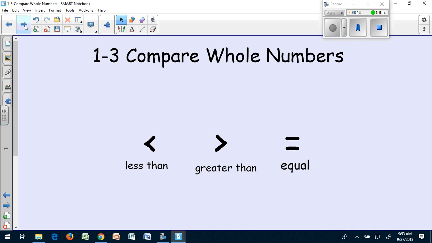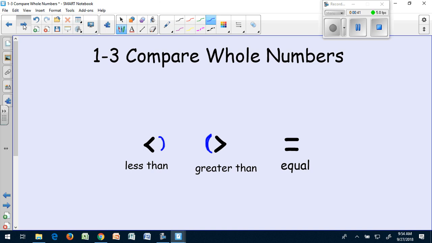Let's remind ourselves that we have the symbol for less than, the symbol for greater than, and the symbol for equal to. Wherever the open spot of the symbol is, that's where the greater number goes. So think about the mouth wanting to eat the greater number. That will help you remember which way it will go.